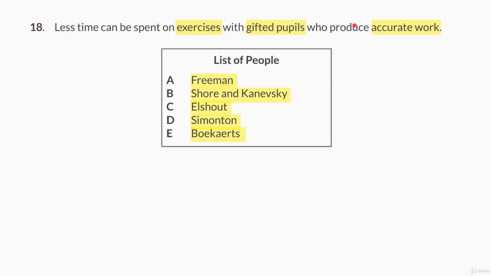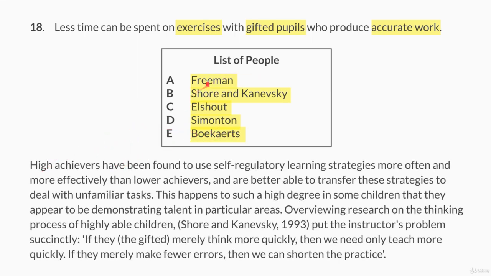So here is our question, here is our little box, the list of people. And what you would do at this point is, once you have come to the question set and once you have marked these keywords, then you're going to come to your reading passage and start looking for all of these keywords. You have to kind of have them in the back of your mind: Freeman, Shore and Konevsky, Elshout, Simonton, Boykarts. Okay, so have all of those names in the back of your mind so that when you are scanning through this reading passage, you're going to answer the question for whichever keyword appears first.